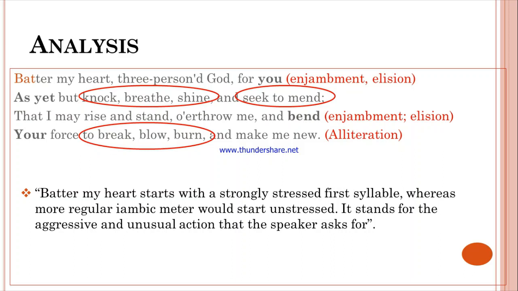And next I want to focus on the phrase, the three-person God. This refers to God in three divine persons, the Father, the Son and the Holy Spirit. This enhances the power and influence of God actually, without just saying batter my heart dear God or just God. When he says three-person God, it adds some more influence, it adds some more power into the image of God. So the power of the image of God with three divine persons therefore complements the word batter. Why? Because he's expecting a violent, powerful attack, batter, from a powerful God.